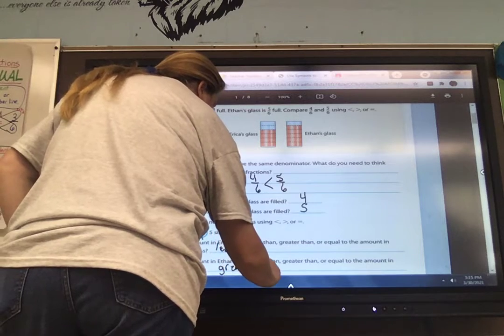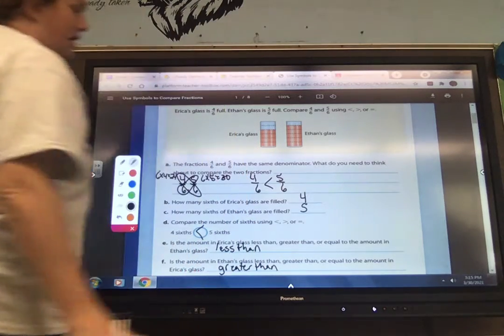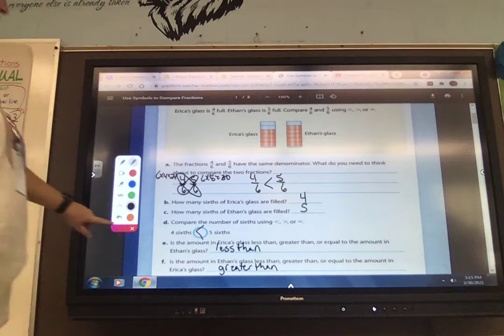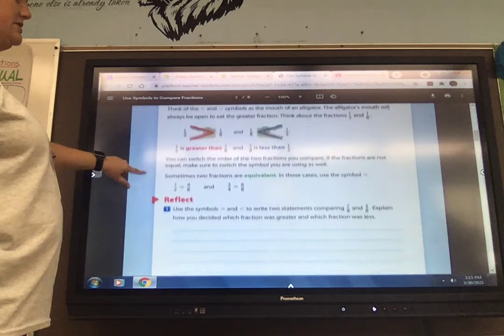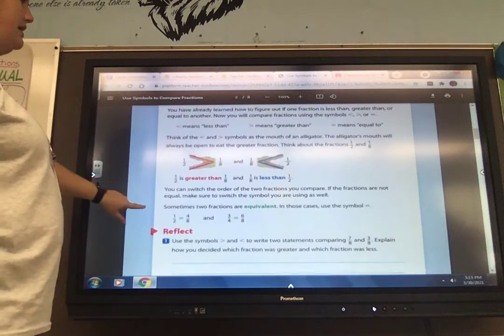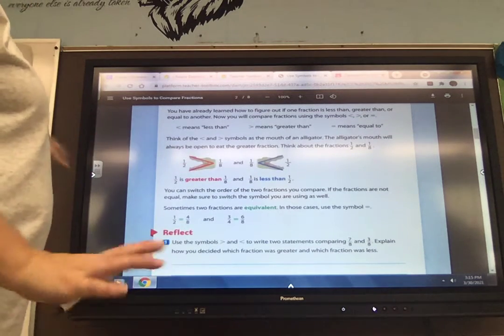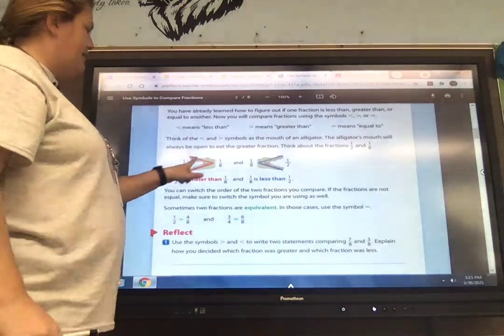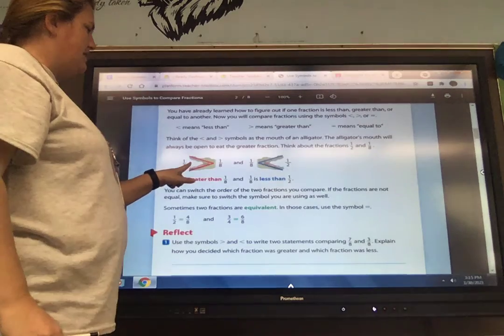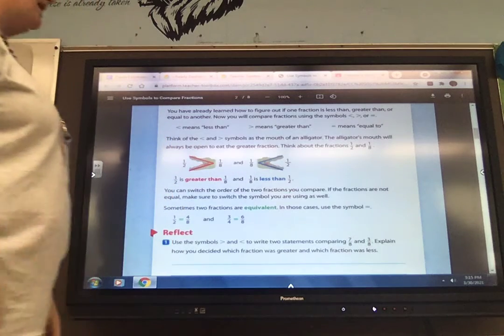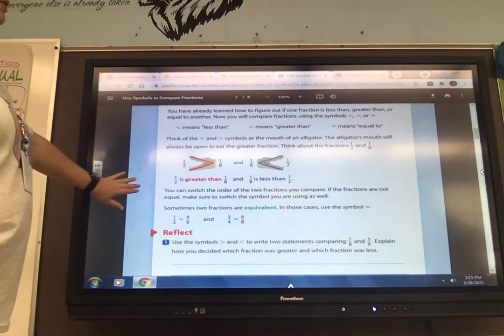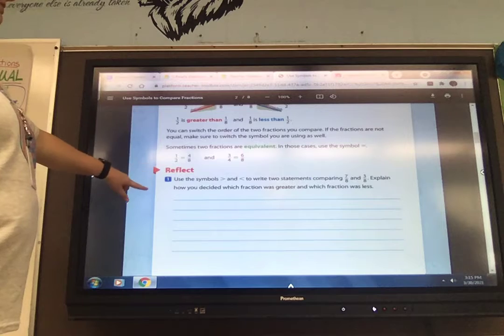I think y'all could have done this without me, but I'll go over it and you can check your answers. Okay, moving on. Next page, this is page 193. They're showing you those symbols. We know if the alligator's mouth is facing to the left, it's greater than. If the alligator's mouth is facing to the right, it's less than. And of course, if they're equivalent, we use equal to.